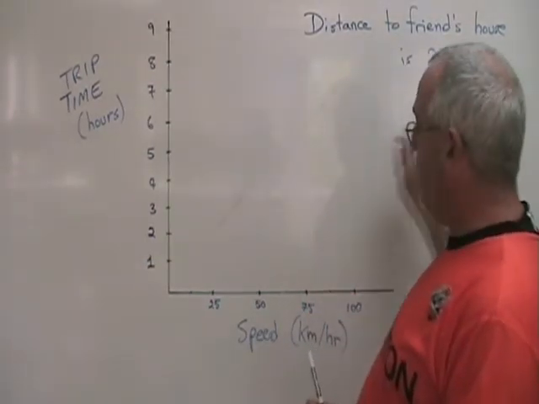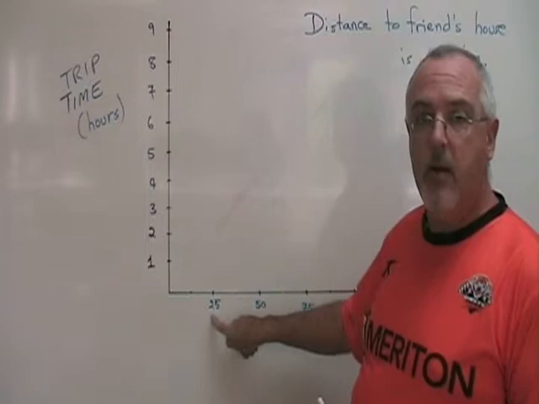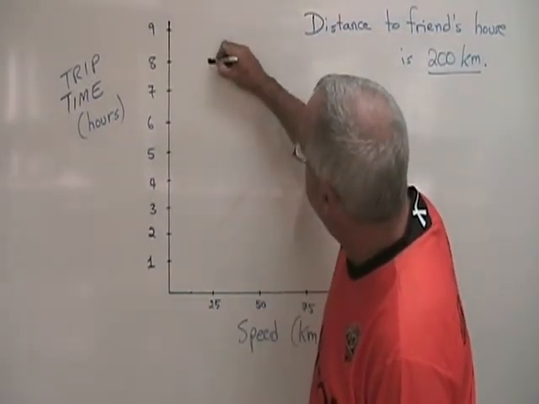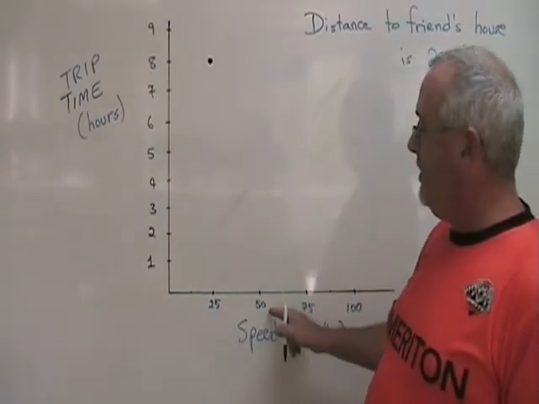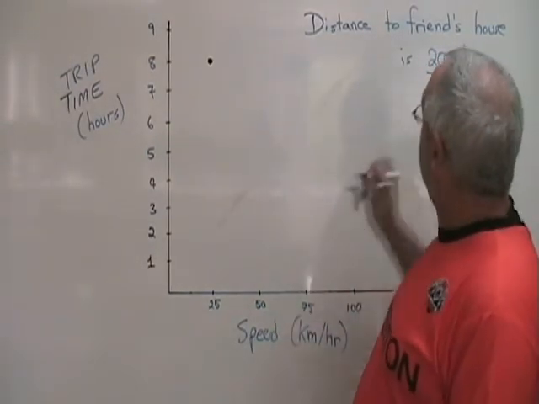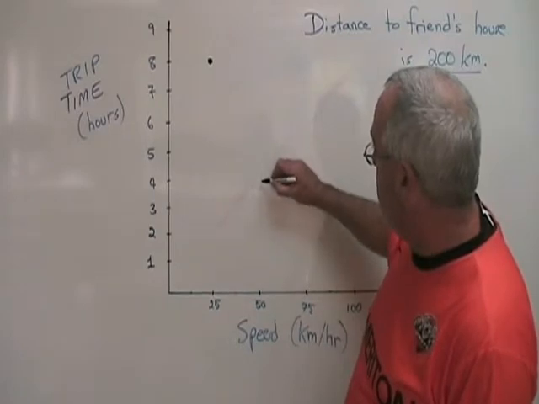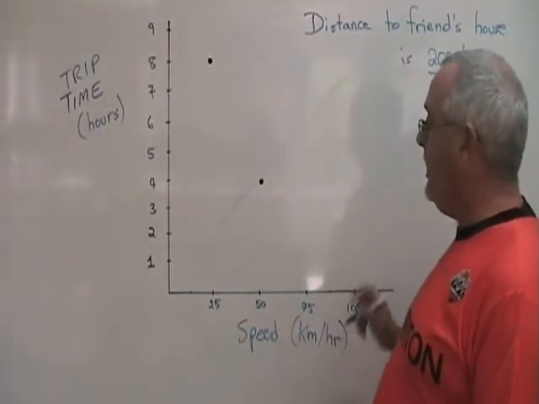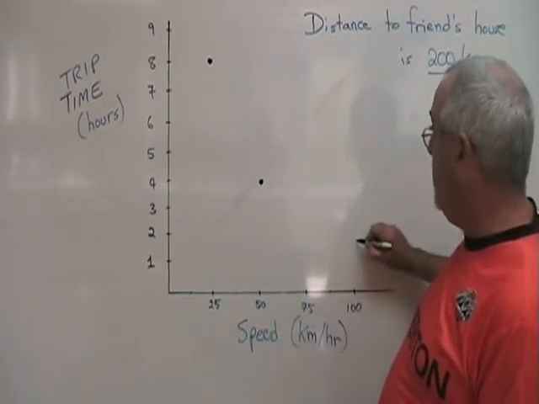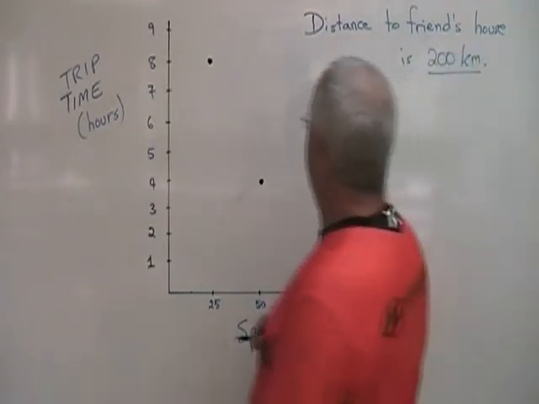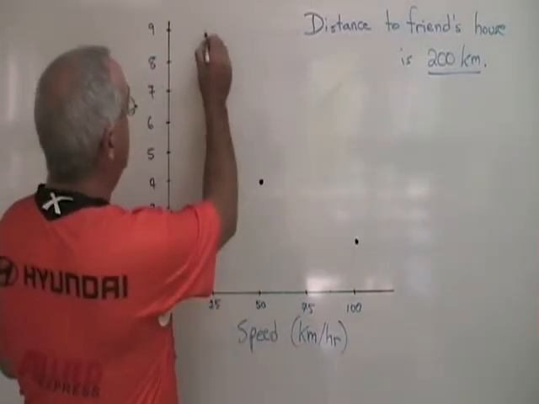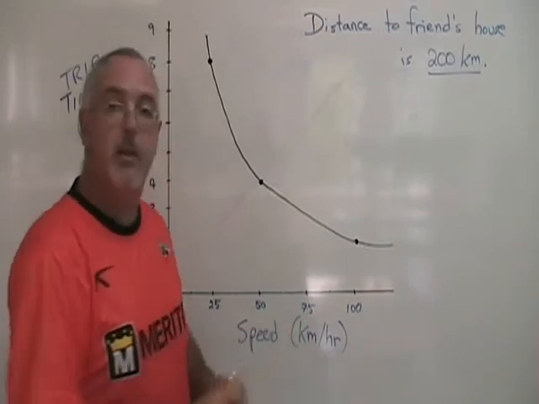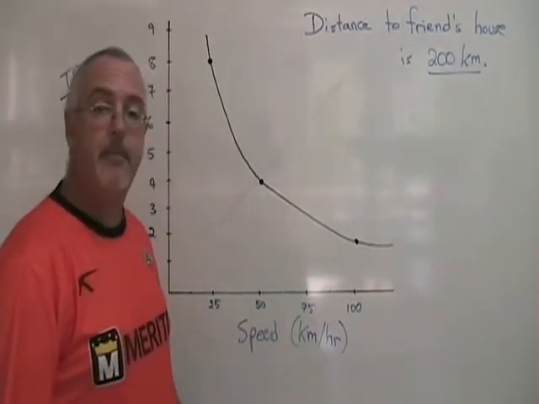If I have to go 200 kilometers at 25 kilometers per hour, it's going to take me 8 hours to do the trip. If I'm going 50 kilometers an hour instead, though, it will take me 4 hours to cover 200 kilometers. And if I'm able to go 100 kilometers per hour, it will take me only 2 hours to do the trip. And what we're seeing here is a different shape, a curve, that represents this inversely proportional situation.